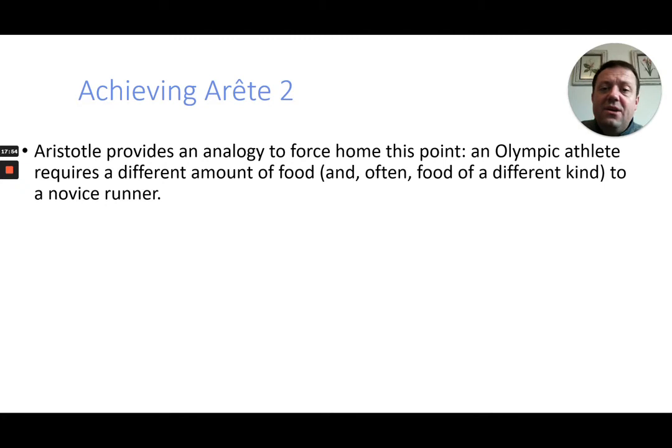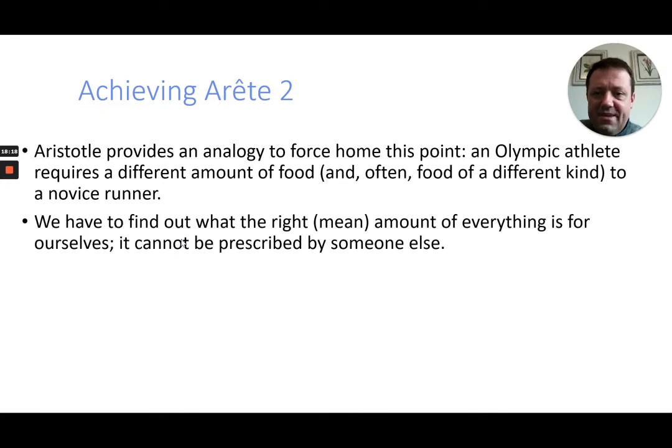Okay, so you have to look at the context as well in which you're acting, in addition to judging an action to be excessive or deficient outside of that. So it's all woven in as a sort of self-contained idea. All right, it's all woven into each other, or each part is woven into the other, is a better way of putting it. So we have to find out what the right amount of everything is for ourselves. It can't be prescribed by someone else, which of course is what both utilitarians and Kantians believe.